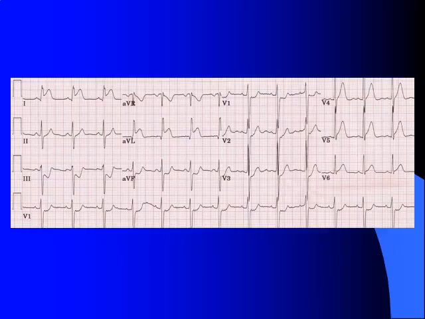Looks like we have some elevation as well in V5, V6. These are all looking at the lateral side of the heart. So a pretty easy one to pick out here.